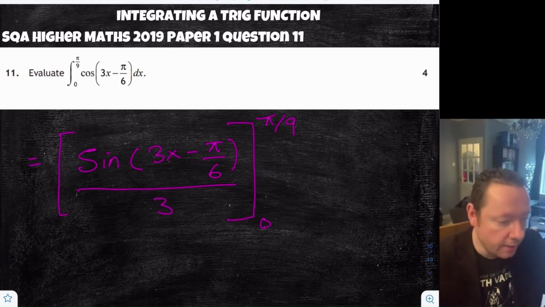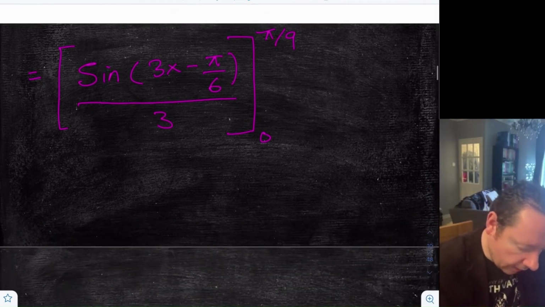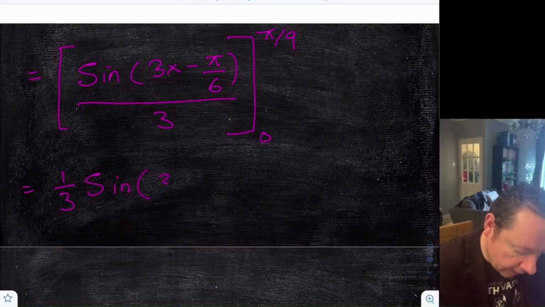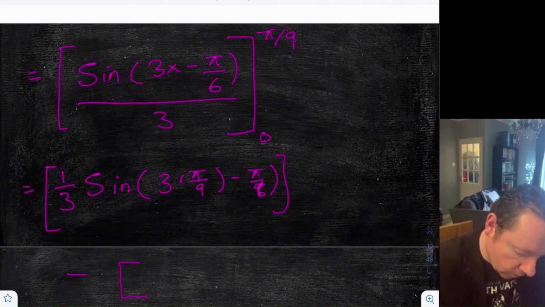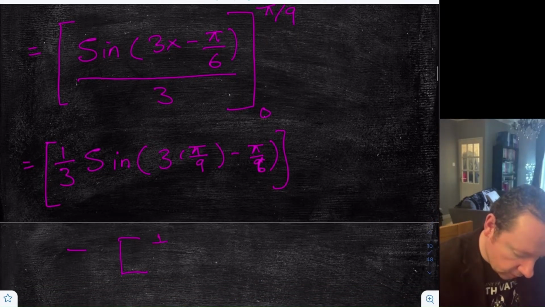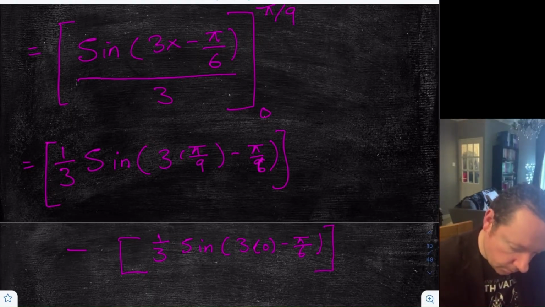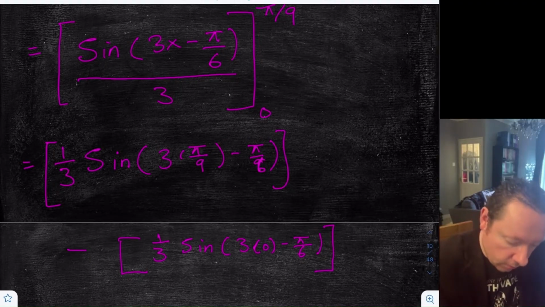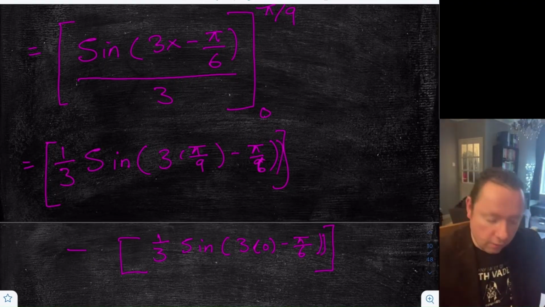Now we need to just substitute in. So that gives us a third of sine, well, 3 times pi over 9, we'll just write, minus pi over 6. That's our first one. Take away our second one, subbing 0 in. So that's a third. Sine 3 times 0 minus pi over 6. Okay, so we can now, we'll just tidy that up, put an extra bracket on. We can now just evaluate that.